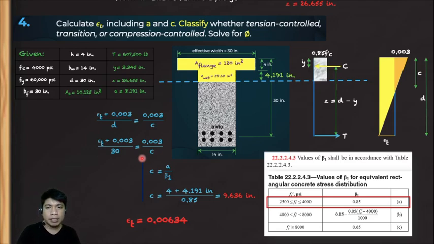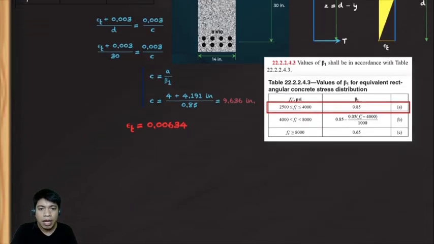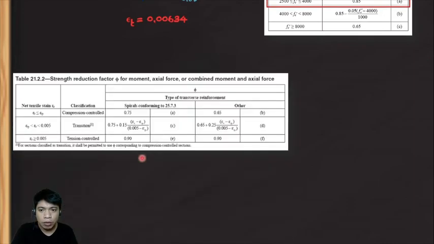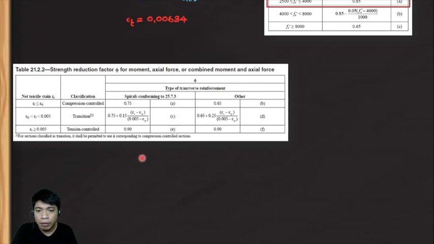So now, let's analyze this value of tension strain. We are now going to classify our T-beam if it is tension controlled, if it is transition, or if it is compression controlled. So our tension strain is 0.00634. And take note, according to table 21.2.2 of our ACI 318-14, we can classify the beam according to the value of our tension strain. If it is less than or equal to the yield strain, it is compression controlled. If it is between the yield strain and 0.005, it is transition. And if it is greater than or equal to 0.005, it is tension controlled.